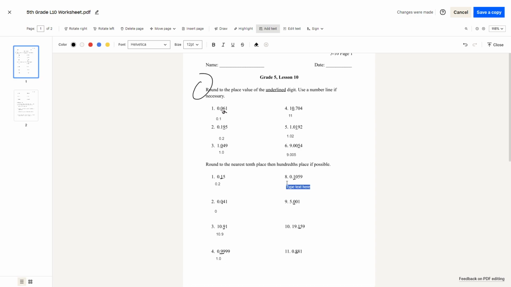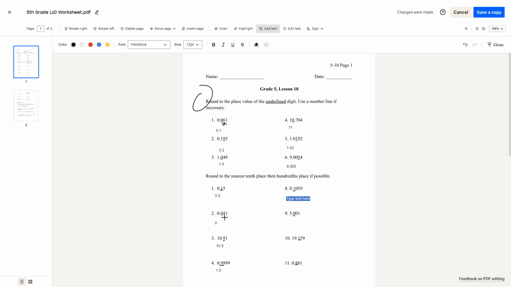Number 8. 1.059. 0.10 for the tenths place. Rounding to the hundredths place, we'd put 1 because the number before the hundredths place is a 5. In that same vein, going back to question number 2, why can't we round question number 2 to the hundredths place? That's because after you round this over here, that means everything else doesn't exist.